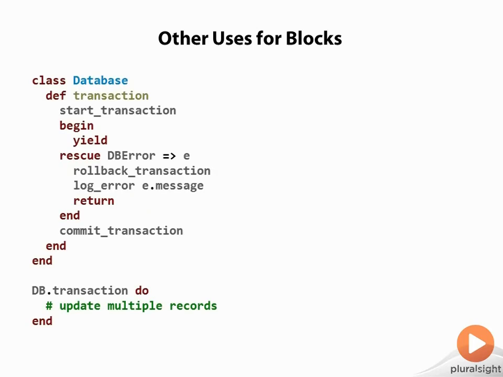This example shows how to implement transaction support. The transaction method executes a block, but the execution of the block is wrapped in a begin rescue end clause. If any of the statements in the block raise an exception, the transaction is rolled back. If everything goes well, the transaction is committed. I can then call this method and pass it a block which does multiple queries of the database, and they will be wrapped in a transaction.